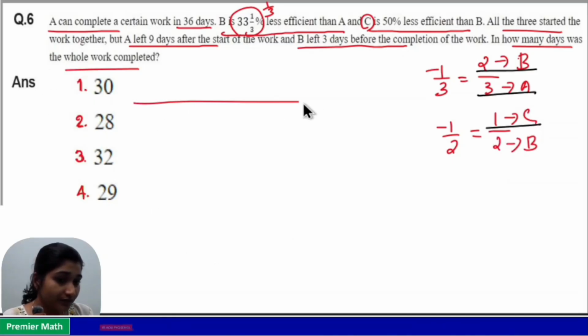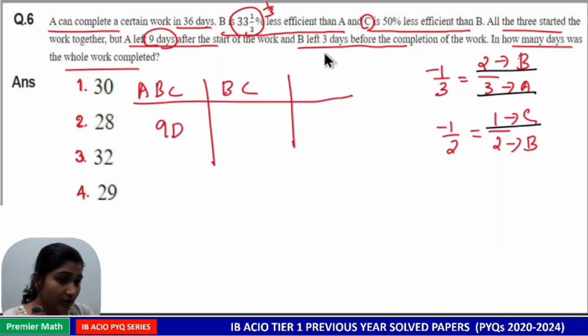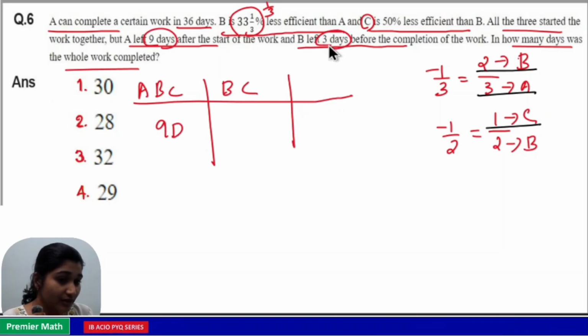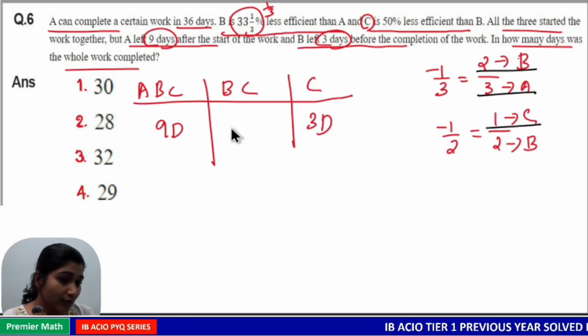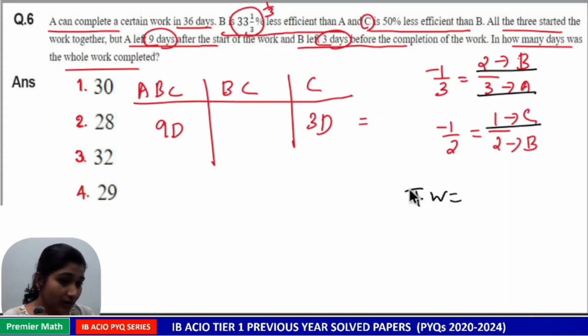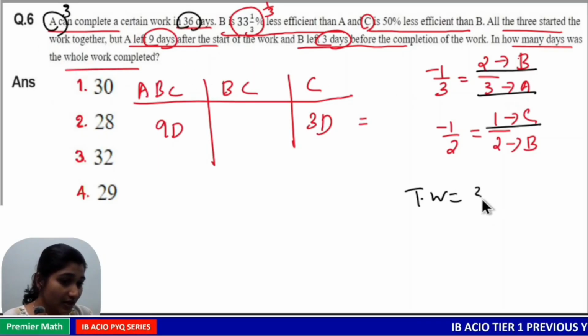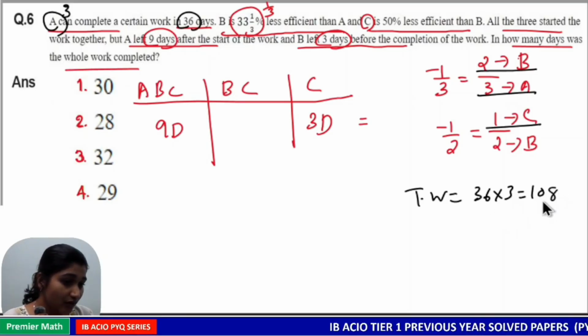Now here A, B, C started the work and they together worked for 9 days. And after that A left. So B and C together worked. Then 3 days before the completion of work, B left, which means in those 3 days only C worked. So we have to find the total number of days. A can complete the work in 36 days means A's efficiency is 3 units. In 1 day, A completes 3 units. So in 36 days, A will complete 36 into 3, that is total work of 108 units.